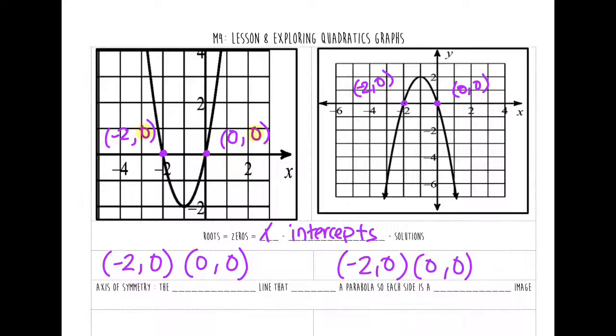Another thing that we're learning today, this is actually a new term for you, is called the axis of symmetry. Okay, now the axis of symmetry is just like the x and the y-axis. It's a line. It's a line that is vertical. So the axis of symmetry is a vertical line that splits a parabola, so each side is a mirror image.